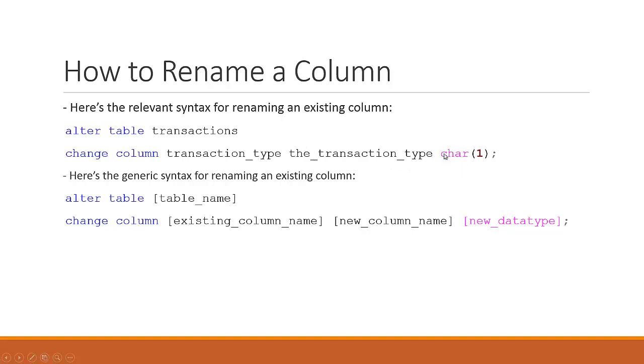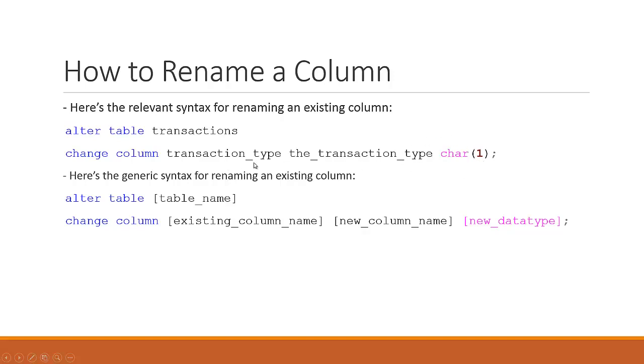Okay? And I use the term new loosely here in the generic syntax, because if you're just changing the name of the column, then you're not going to be changing the data type. So if we wanted to change the transaction type, like you can see in this example, the transaction type, believe it or not, was already a CHAR(1) data type. So although we're specifying CHAR(1) here, that's not being changed in any way, shape, or form. It's going to remain a CHAR(1). It's not going to change, but because of the way the syntax works, you need to supply the data type itself, okay?